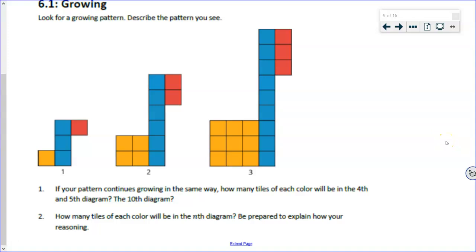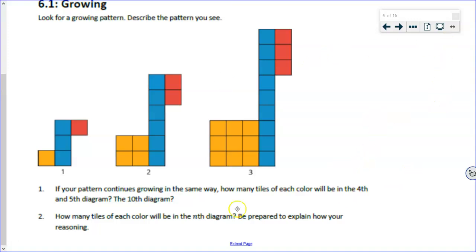How many of each color tile will there be in the fourth figure? So you can count and see how many yellows there are in 1, 2, and 3. Use that information to figure out what figure 4 is going to look like and answer how many yellow ones will be in figure 4. We can count and see how many blue ones for each one, and we can use that pattern to figure out what's going to be happening and how many blue ones will be in figure 4. And again, how many of red will be in each one of these, including figure 4.